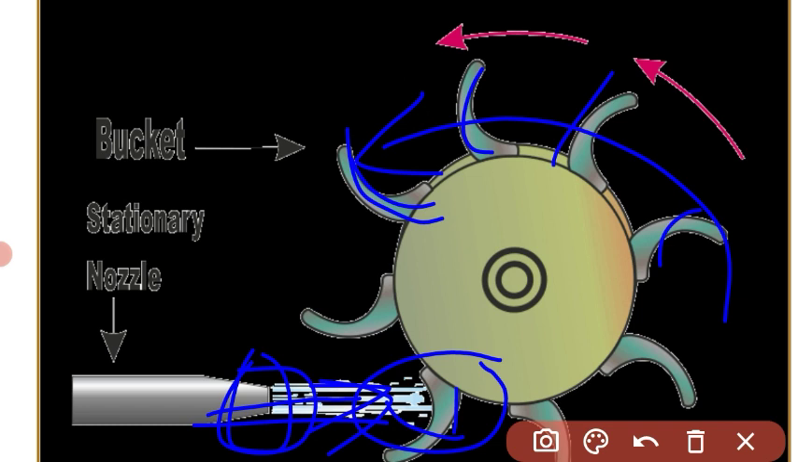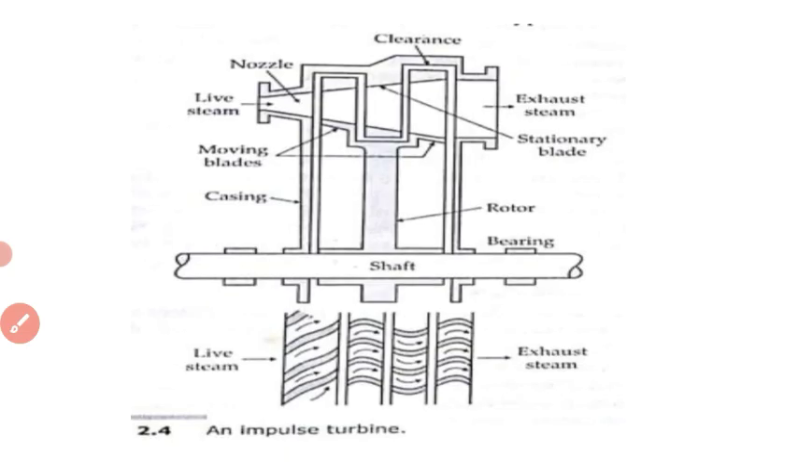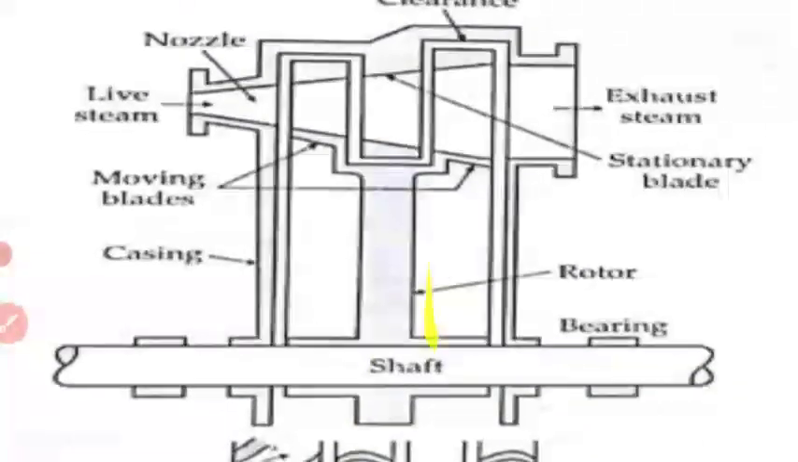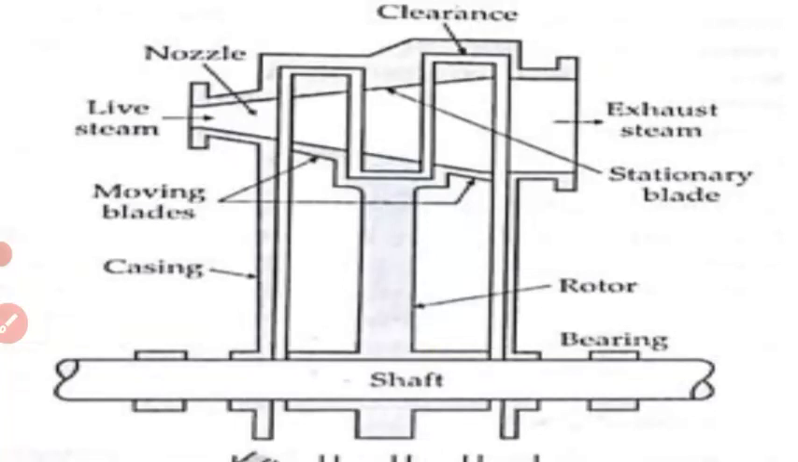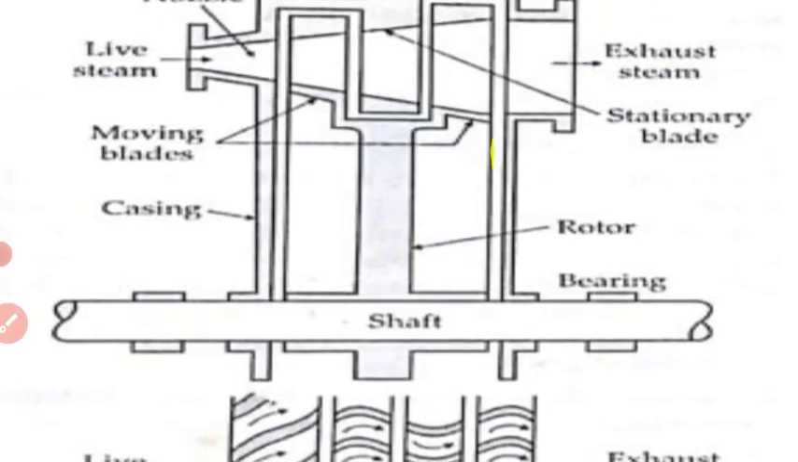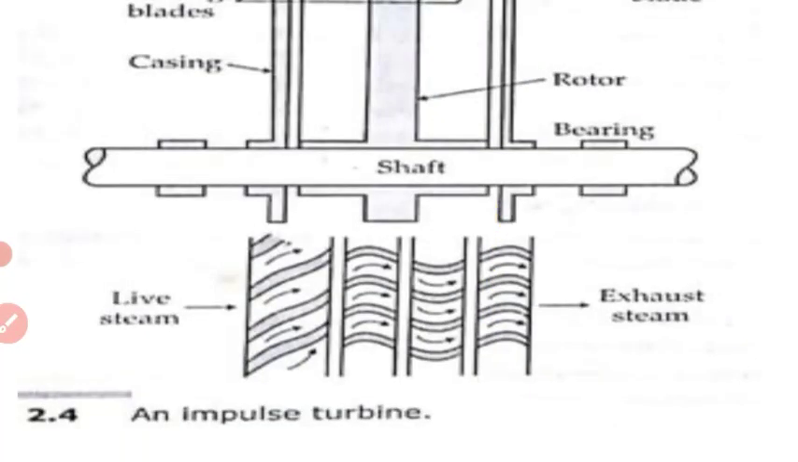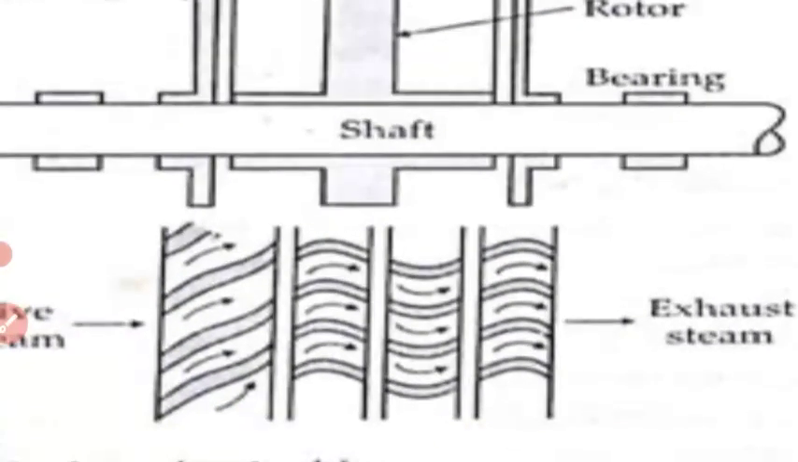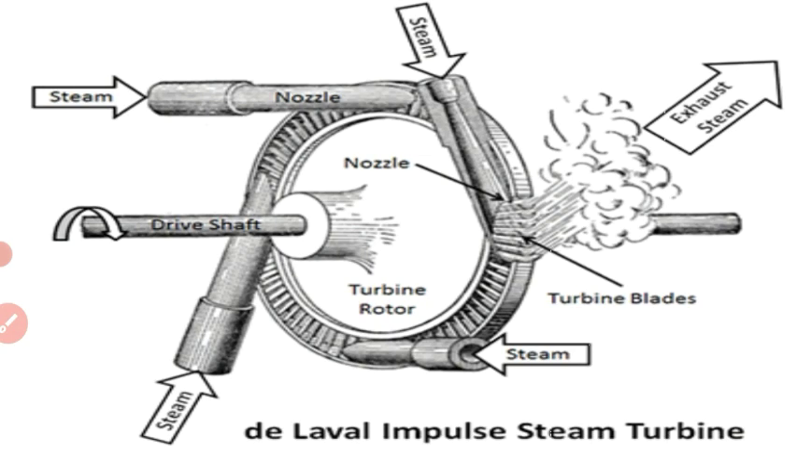One more figure I will show you here. This is the figure. Nozzle, moving blades, casing, this is rotor, shaft. This is how the steam flows, as shown here, and finally it comes to the exhaust. And one more view of the impulse turbine. In this figure we can easily understand how it works.